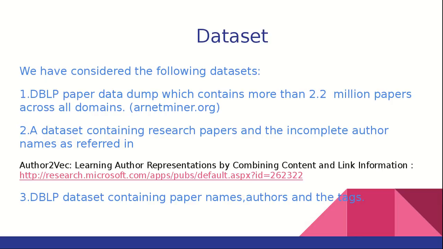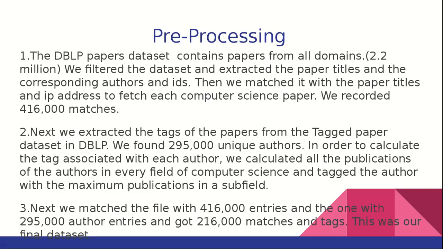And for predicting the authors and their tags, we need complete author names. So first we needed to match these 2.2 million papers along with the authors in the incomplete author names dataset. Another dataset which we used contained the paper names, authors, and their respective tags. The DBLP dataset contains papers from all domains, as I said earlier. So we matched it with the paper titles and IP address to fetch each computer science paper.